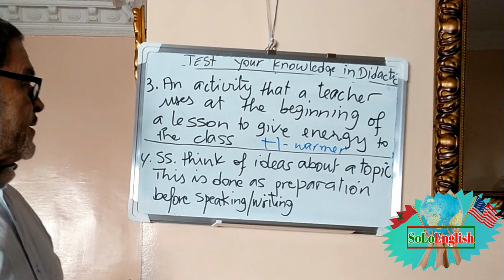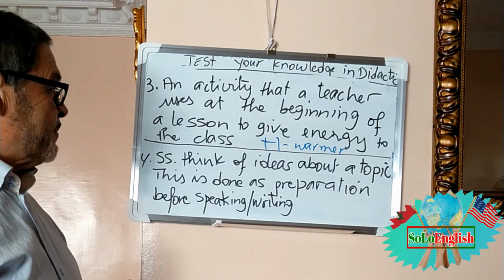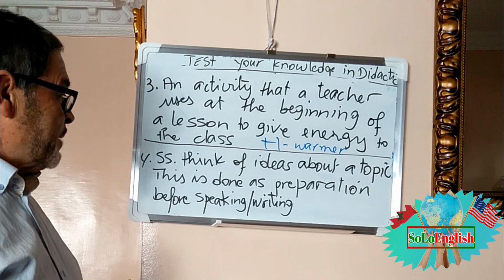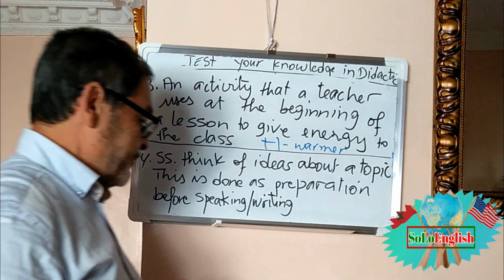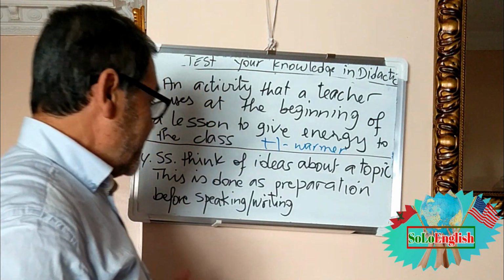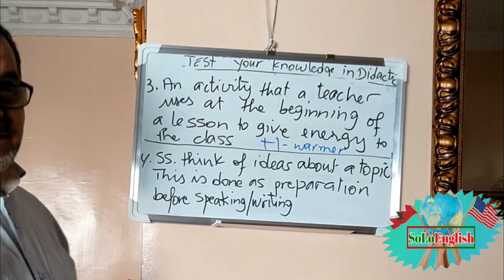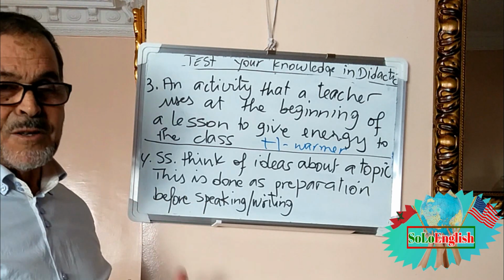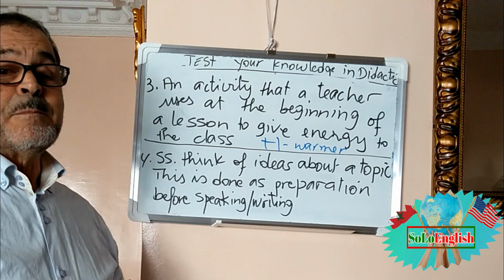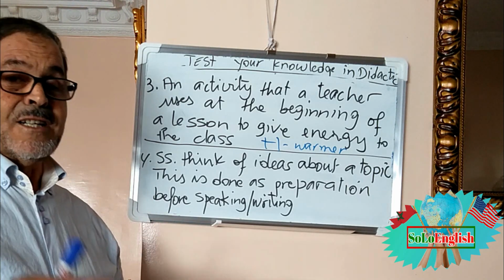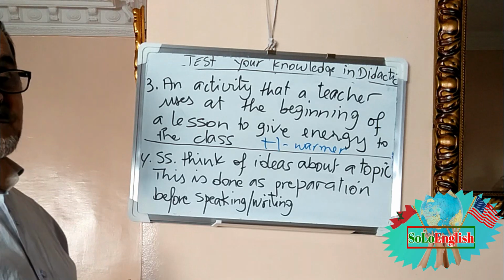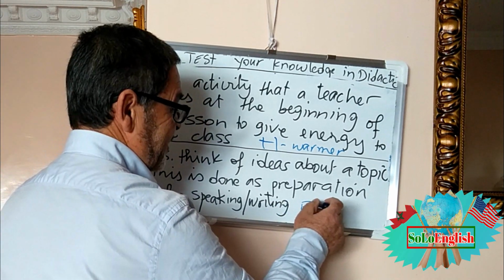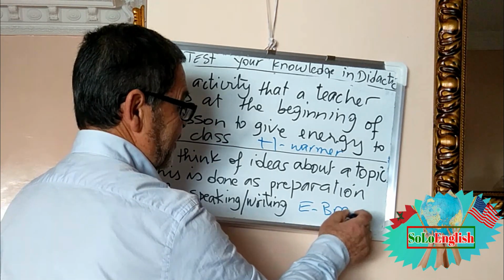Number 4: students think of ideas about a topic. This is done as preparation before speaking and writing. This is the answer here. What do we do normally in the classroom? We start by brainstorming, whether reading or listening or writing. So brainstorming is E. It matches E. Brainstorming.